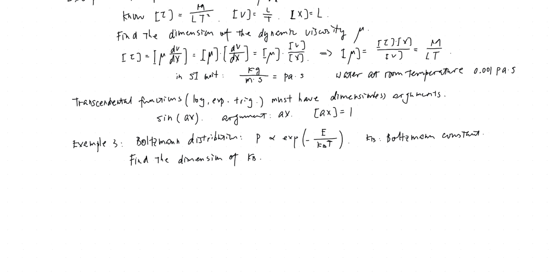Now we know that the argument of this exponential function must be dimensionless. That means if you take the dimension of E divided by the dimension of kB, and then multiply by the dimension of T. Here, this T is not the time. This T means the temperature. So here, E is energy.